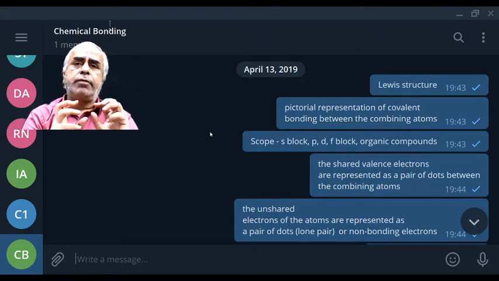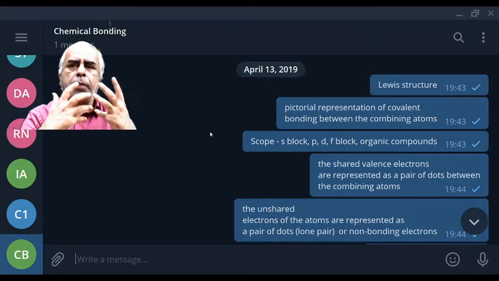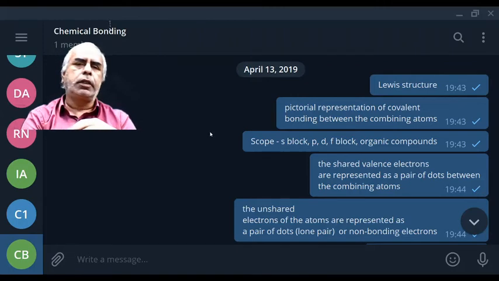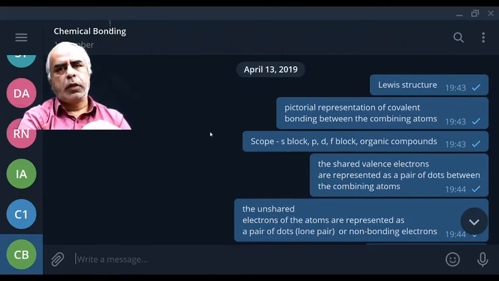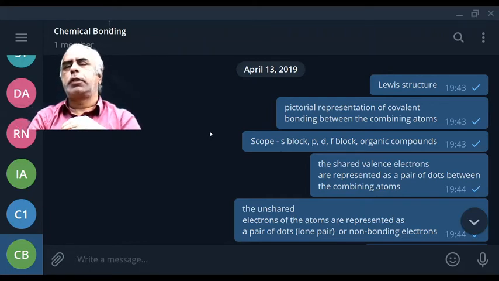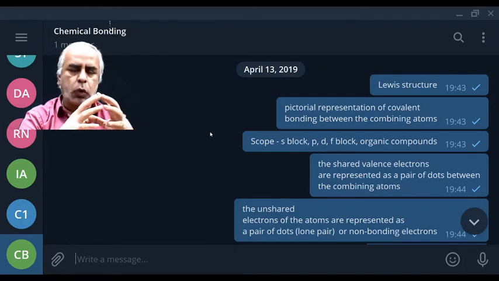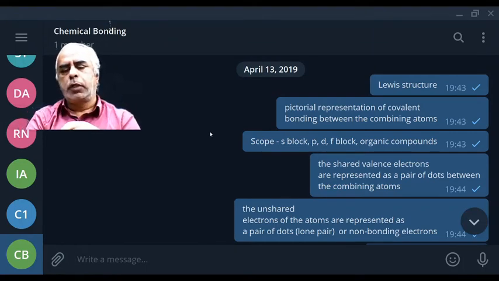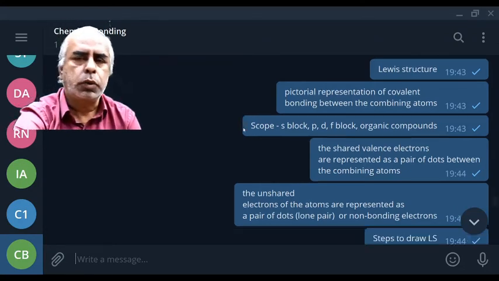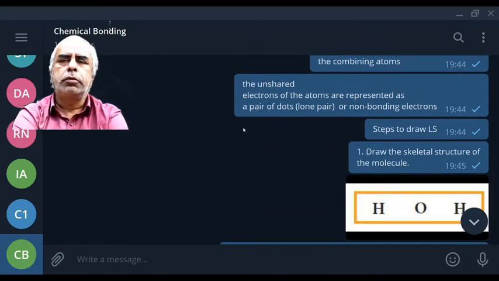It is the shared valence electrons, and they are represented as a pair of dots between the combining atoms. The unshared electrons of the atoms are represented as a pair of dots, and they are generally called lone pairs of electrons. They are also called non-bonding electrons. Now let us see some steps to draw the Lewis structure.